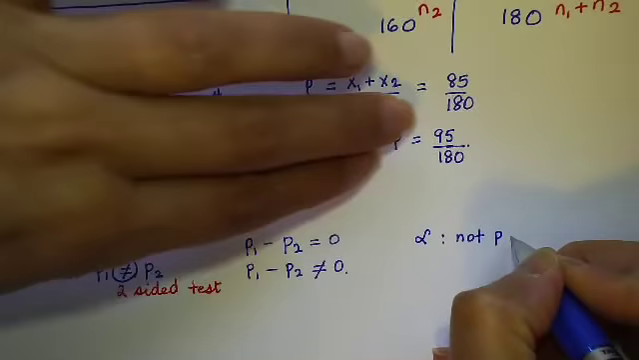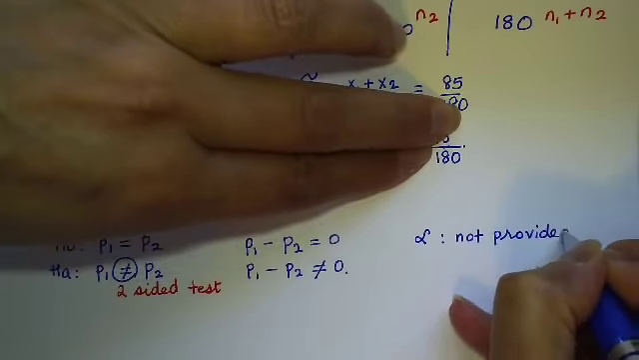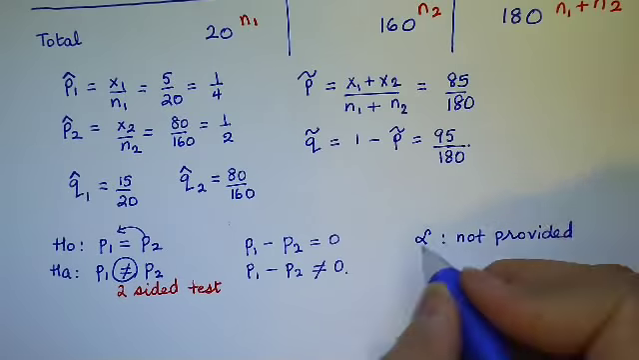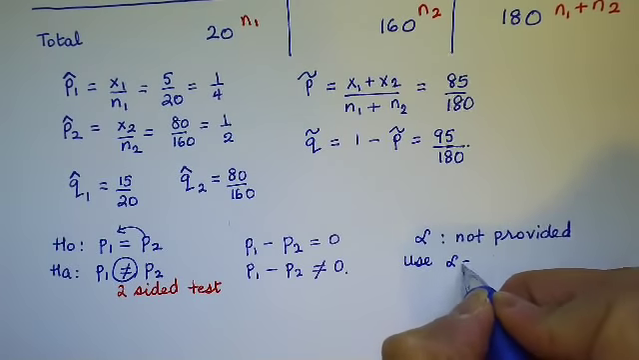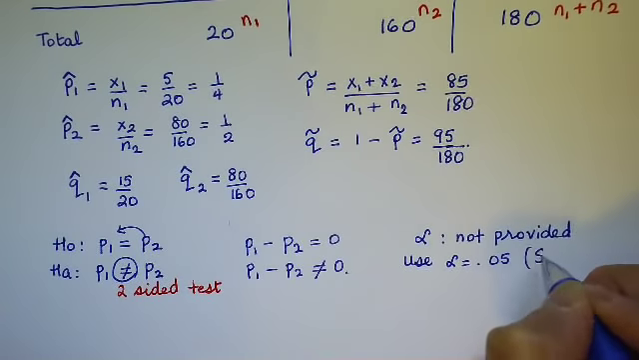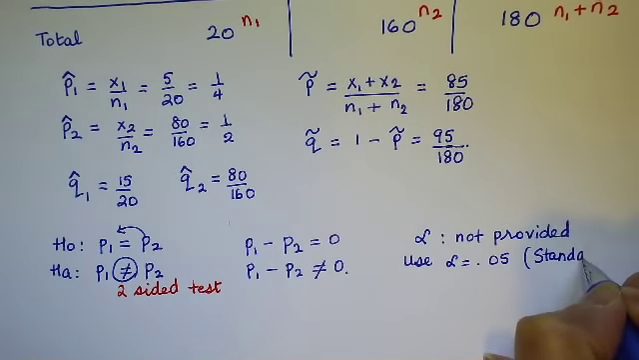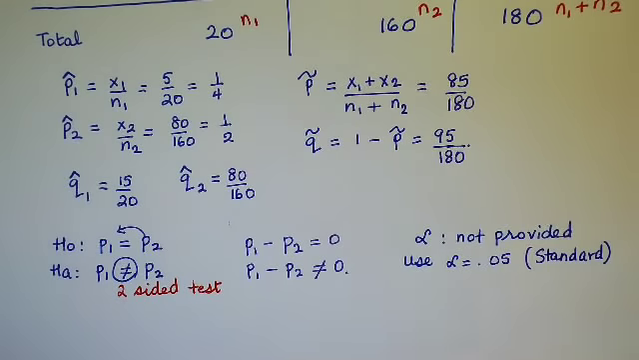Okay, let's say that alpha is not provided. And so we will use alpha equals 0.05. That's the standard as usual.